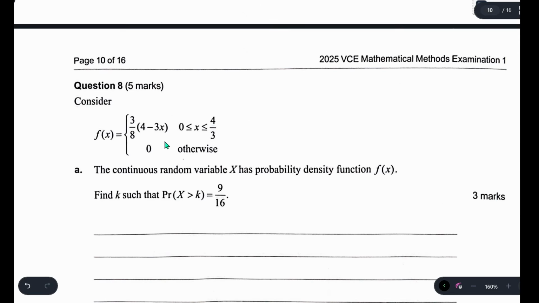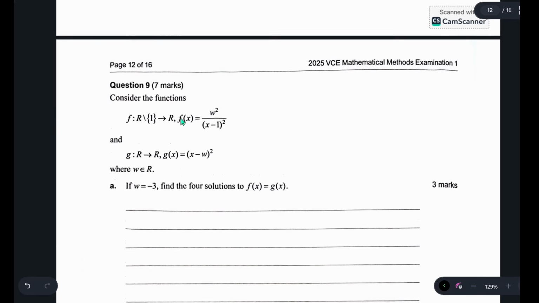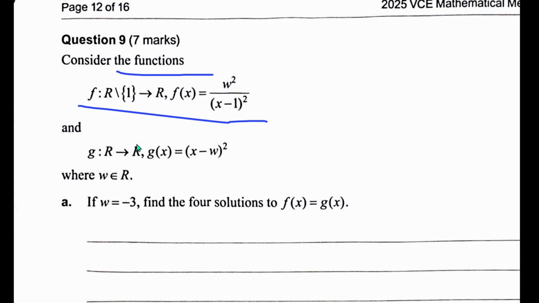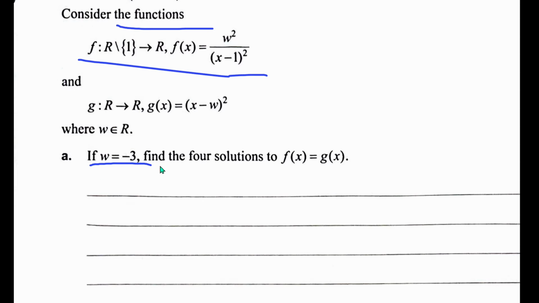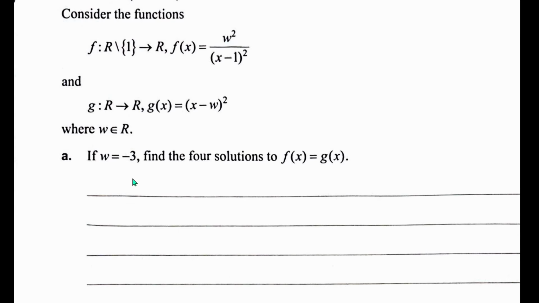All right. I'm going to ignore this row just because. Okay, cool. Consider these functions. If w equals -3, find 4 solutions. So let's quickly substitute -3. So -3 to the power of 2 is 9.